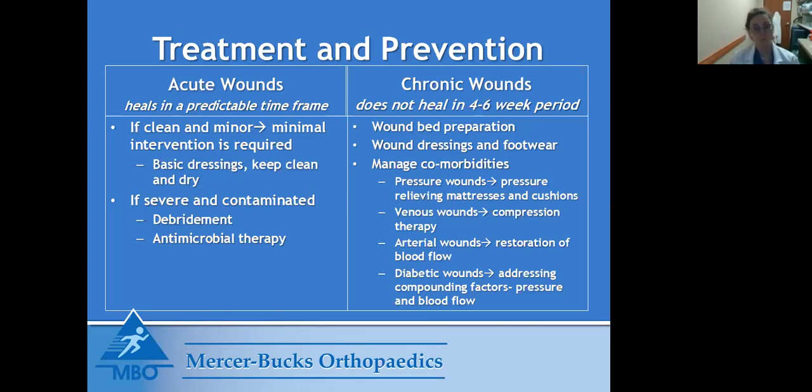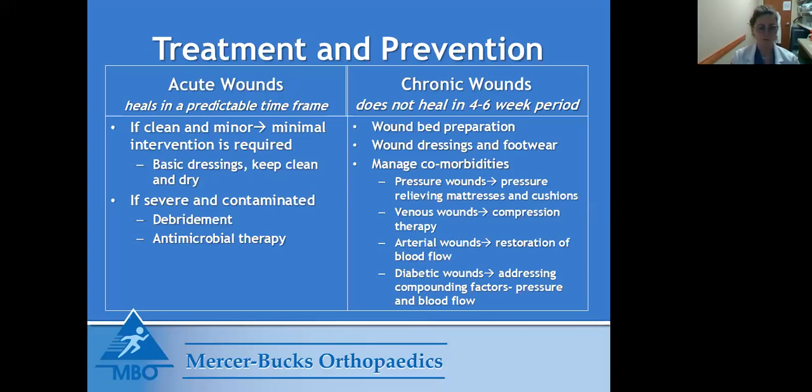In a venous wound, compression therapy is essential. Compression is the most important, I would say, when dealing with venous wounds or stasis wounds, because the issue is stasis, or fluid that has accumulated. So you want to use compression to help our body get that fluid back where it's supposed to be.